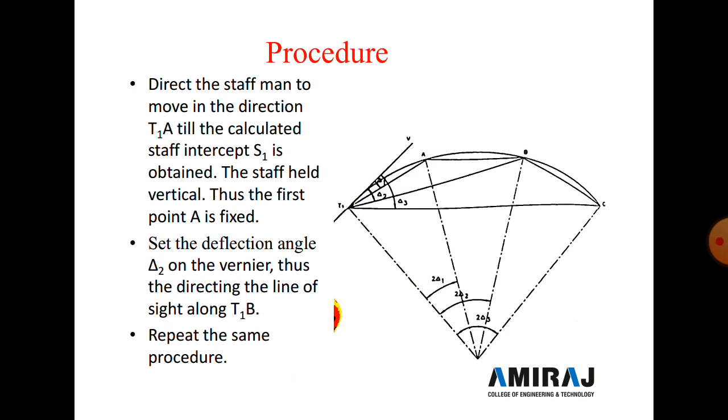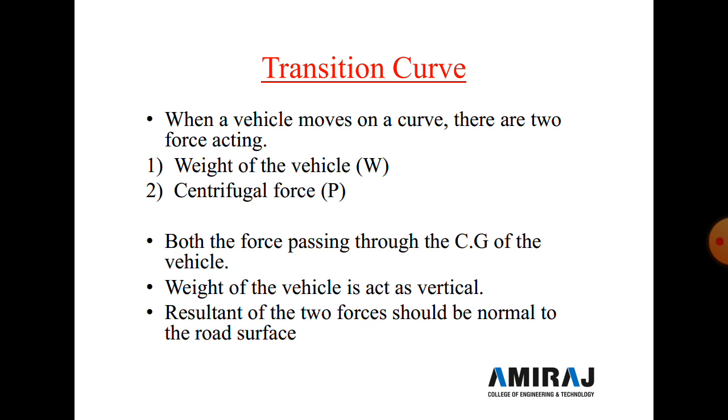Similarly, direct the staff man to move in the direction of T1A until the calculated staff intercept S1 is obtained and the staff head is vertical. Thus the point A is fixed on the ground, and this point is marked on the ground by a wooden peg or arrow. Then set the deflection angle delta 2 from the V point, and the same procedure is repeated up to the end point T2 or end point C.